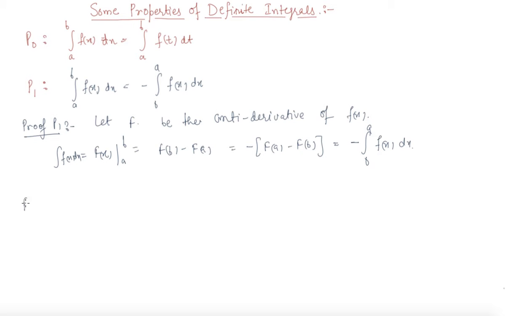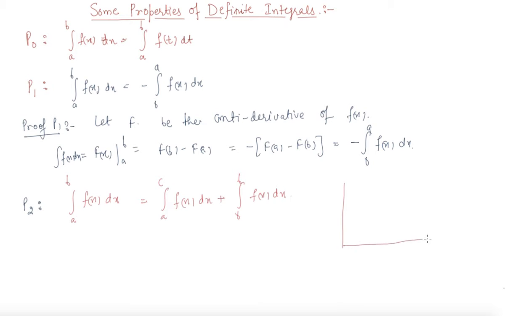And property number 2, P2, is the integral from a to b of f(x) dx is equal to the integral from a to c of f(x) dx plus the integral from c to b of f(x) dx. So this property is simply breaking down the integral.